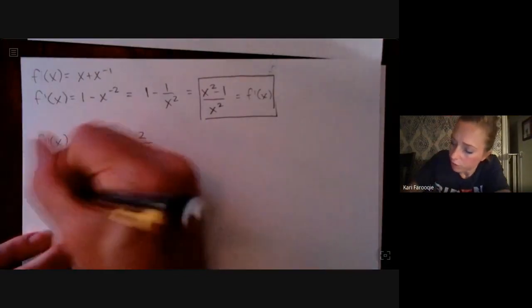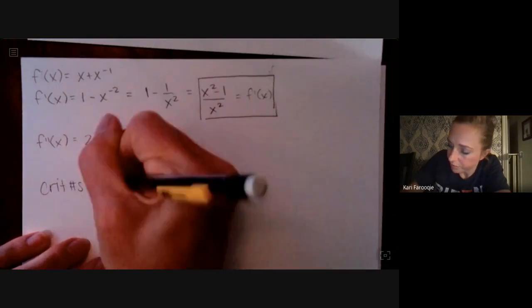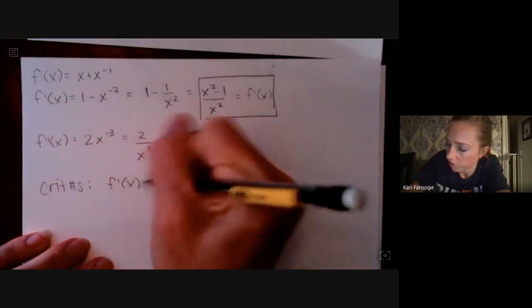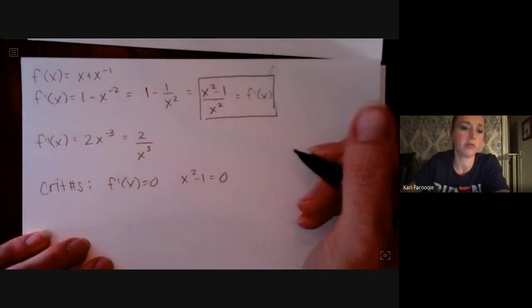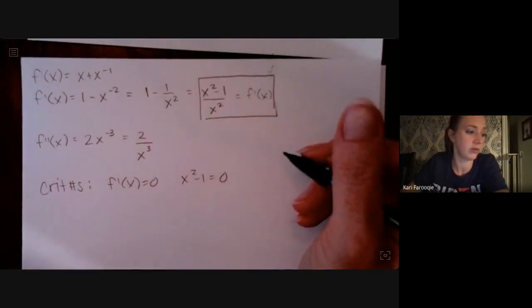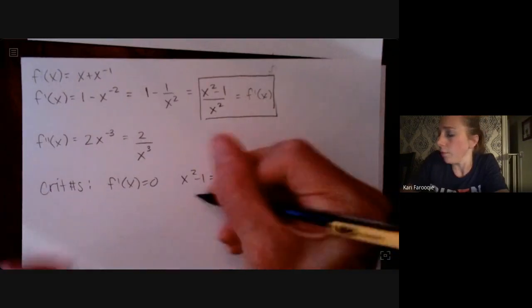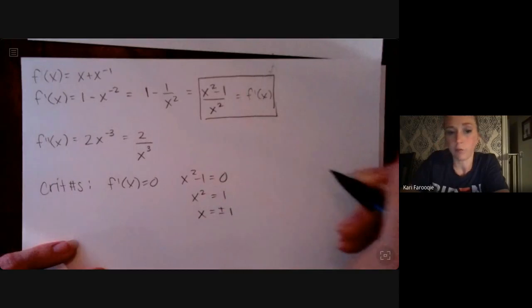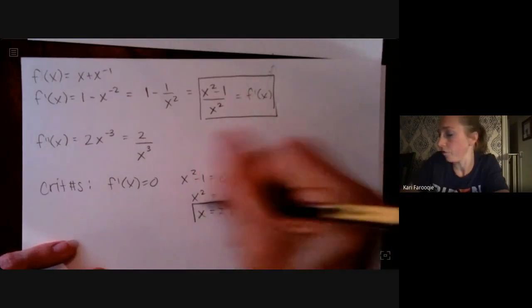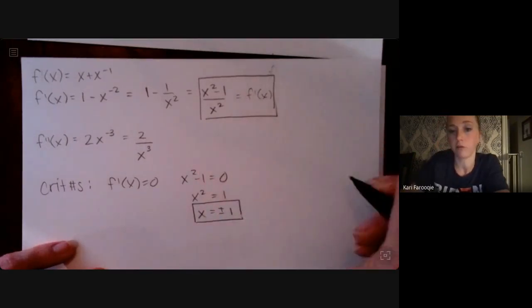All right, so for critical numbers, we're looking for places where f prime is equal to 0, and that's going to be where the numerator is equal to 0. So x squared minus 1 is 0. That's going to be x squared equals 1, and that means that x will be plus or minus 1. So this is where we're going to have relative extrema.